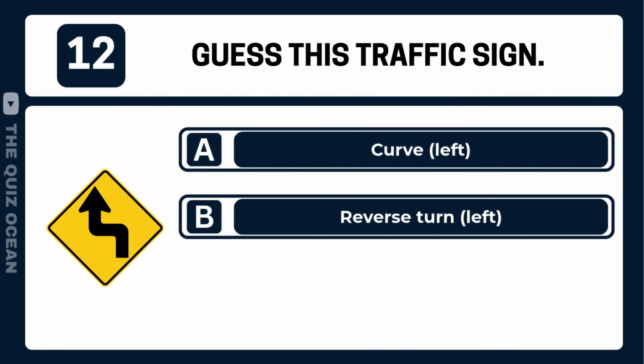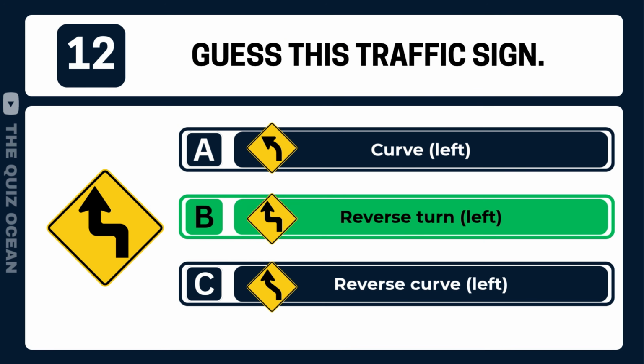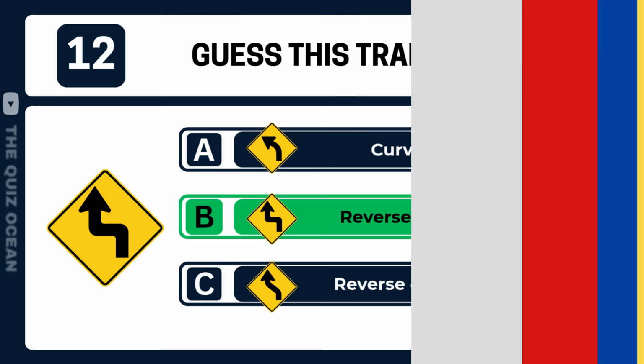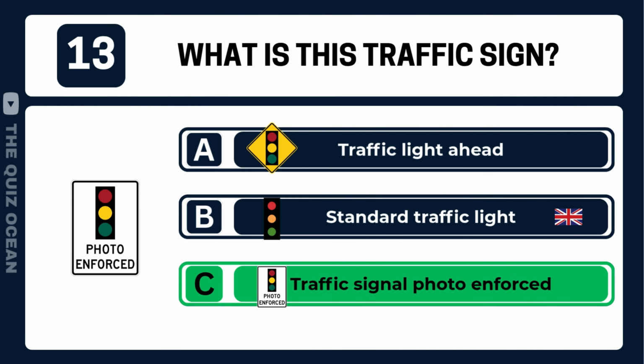Question 12. Guess this traffic sign. The answer is B. Reverse turn left. Question 13. What is this traffic sign? The answer is C. Traffic signal photo enforced.